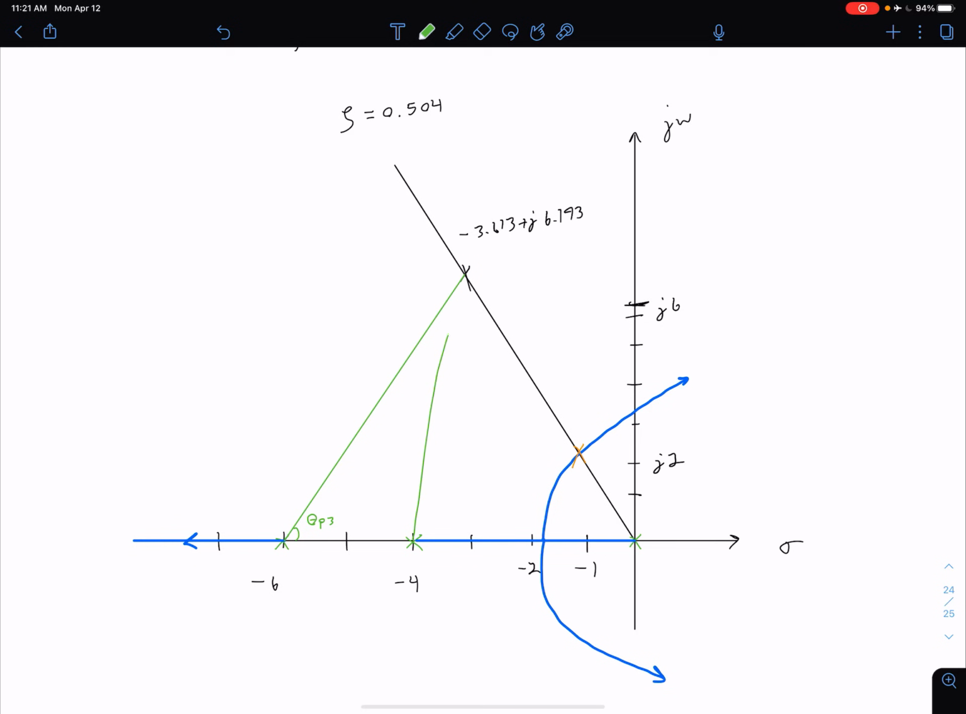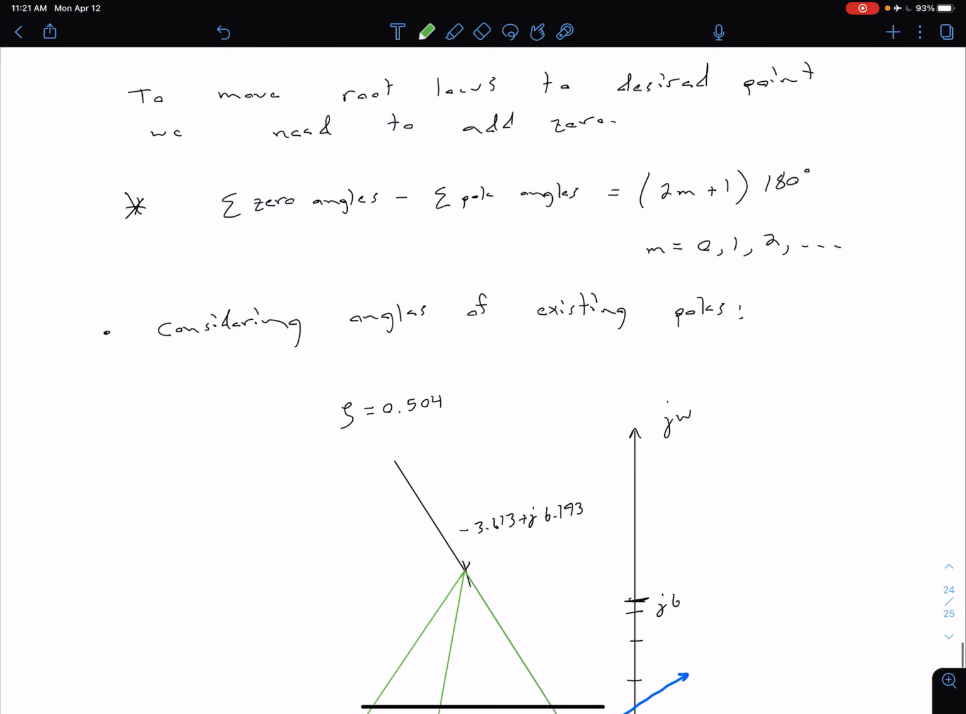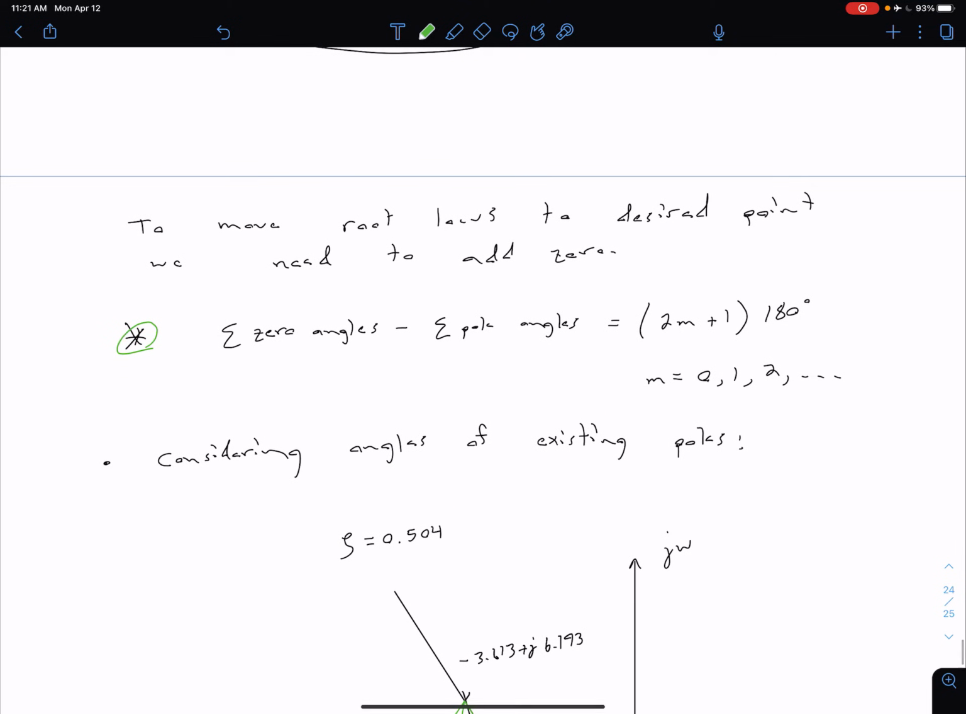Let's see if I can get that cleaned up a little bit. So this is going to be theta P2, and then we also have some angle here, which is going to go along this damping ratio line, and the angle between that and the real axis is going to be theta P1. So now our goal is to figure out what those angles theta P1, theta P2, theta P3 are, and then we can plug that into this equation here and figure out what 0 angle we need in order to make the overall sum an odd multiple of 180.